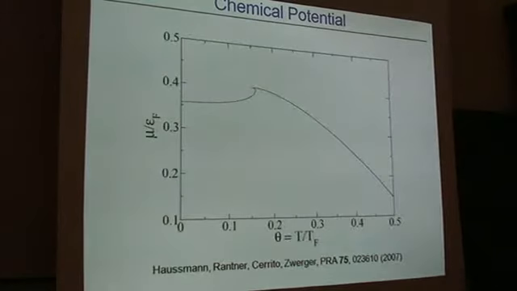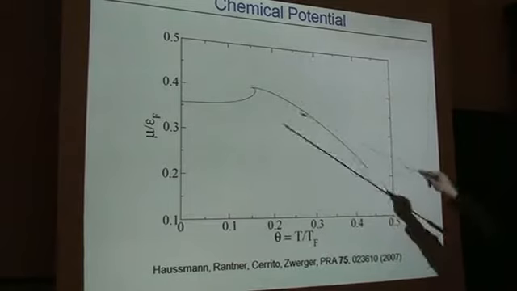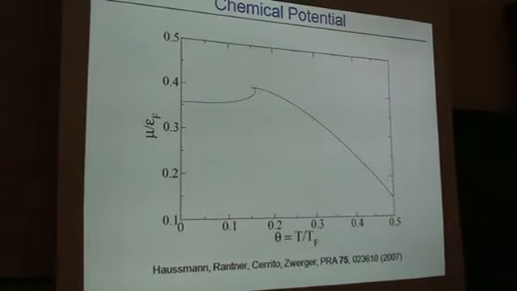As a guide to the eye, there is a theory by Zwerger and colleagues, which is essentially the first order Feynman diagram, as far as I understand, which they sum up, and it has the same kind of shape. There's no reason that this theory should match our data, because it's just the first order Feynman diagram, but at least it gives the qualitative shape.